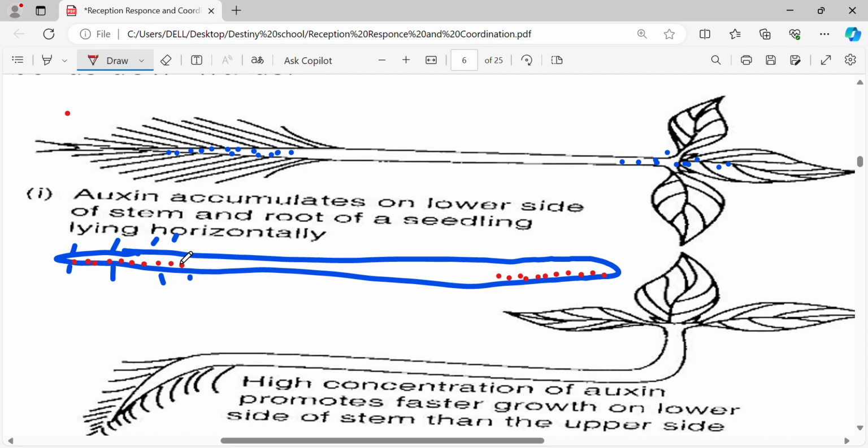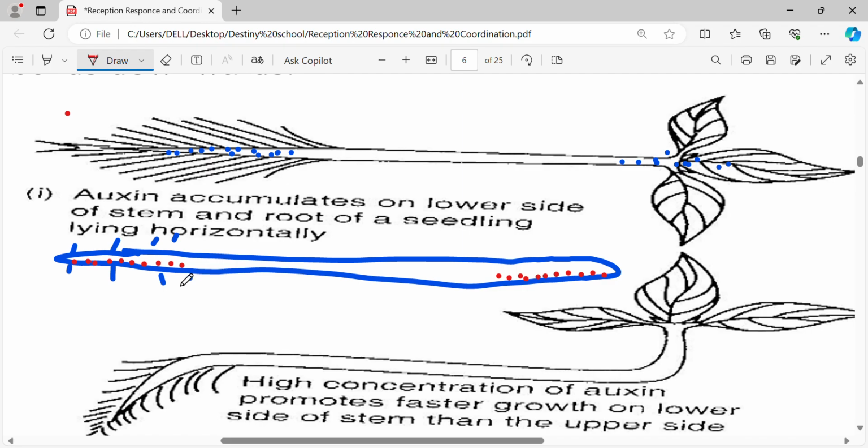And in the root, what did I tell you? I told you that a high concentration of auxins in the root inhibits or hinders growth rate. Auxins ikiwa mingi kwa root itakuwa ina grow pole pole. So huku ndiko na auxins mingi, huku chini kwa sababu gravity imesukuma hizi auxins na huku chini. Huku juu kuna auxins kidogo.